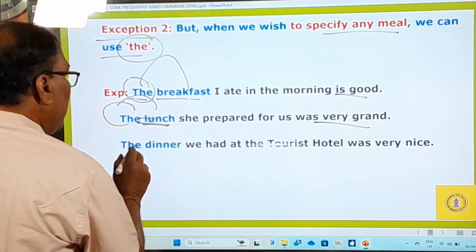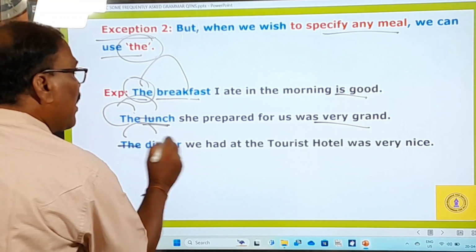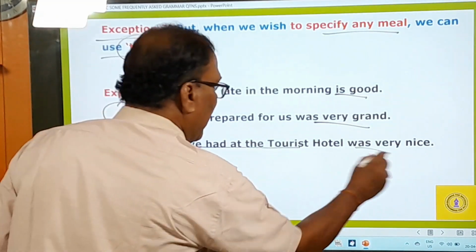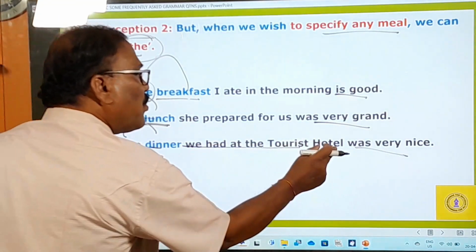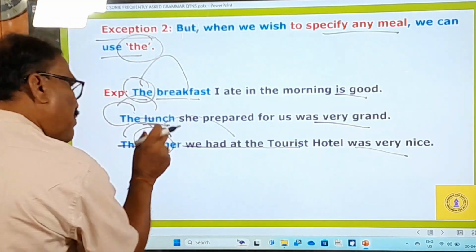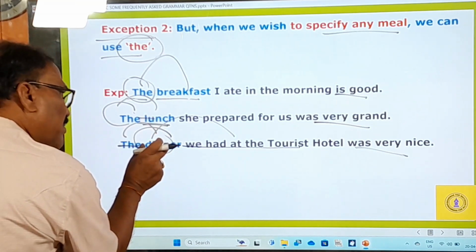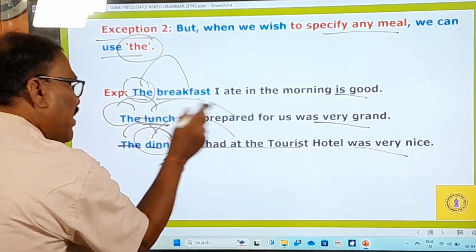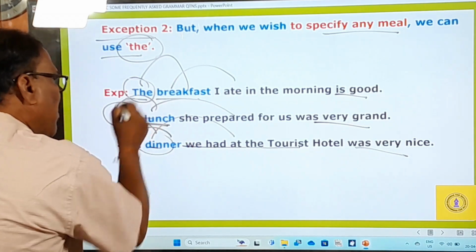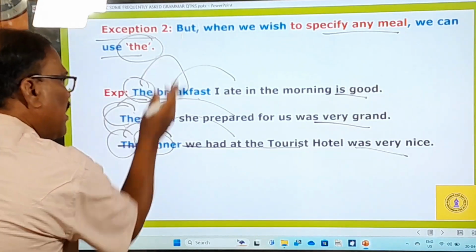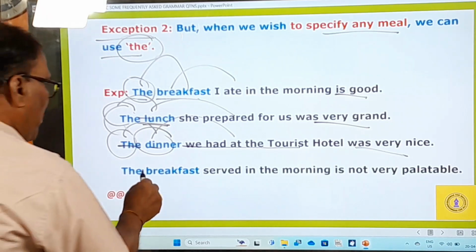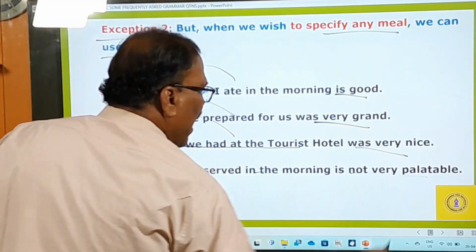And here the dinner, the dinner. Which dinner? The dinner we had at the tourist hotel was very nice. So you are talking about the dinner that you had at the tourist hotel. It's a particular dinner, a particular name of the meal. And the breakfast we ate in the morning, this is a particular breakfast, particular lunch, particular dinner. So you are particularizing these names of meals, and therefore you have to use the definite article. And last example, the breakfast served in the morning is not very palatable.